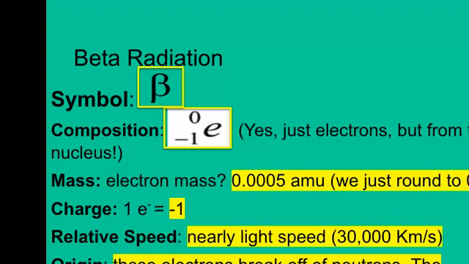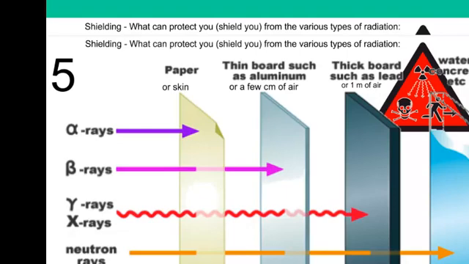The relative danger: these are less dangerous than alpha particles. That's kind of what we want to say. Alpha particles, not great, but you do have to ingest them or breathe them in. Beta particles are not as dangerous as alpha particles. They're not quite as dangerous, but they get through your skin.